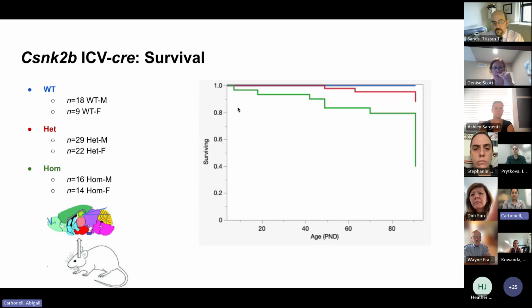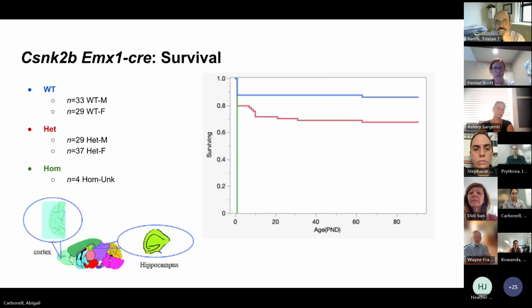Interestingly, we see the same thing when we target CSNK2B in the brain only. In this model, it's brain focused, the ICV CRE, and you can see that the homozygous, which is missing even more CSNK2B than the heterozygous, this green bar shows a big drop-off in survival as well. So CSNK2B in the brain specifically has an effect on survival.